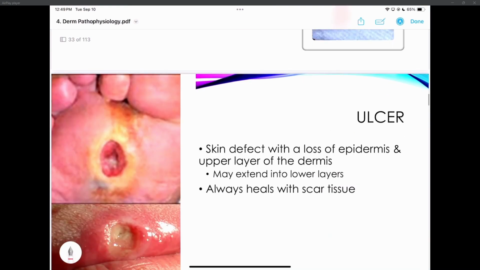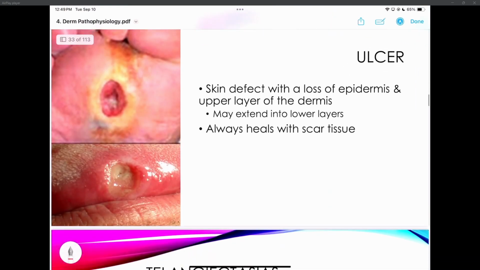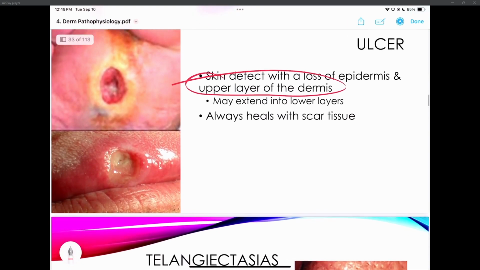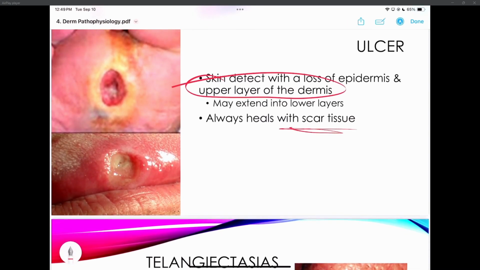This is an ulcer. The ulcer is a loss of the epidermis and the upper layer of the dermis. This is ulceration. It may extend to lower areas, but ulcers will always heal with scar tissue, because we got lower into the dermal layer. So that's what an ulcer is.